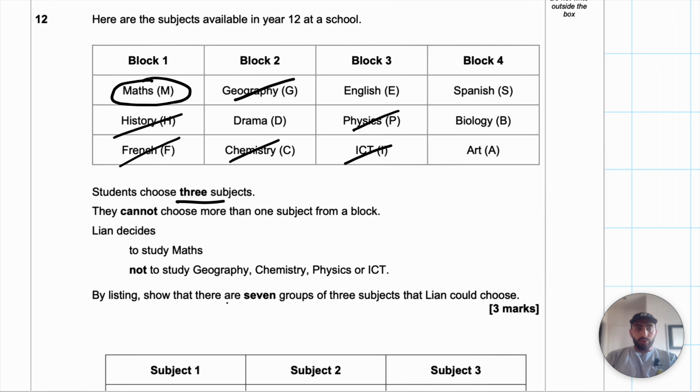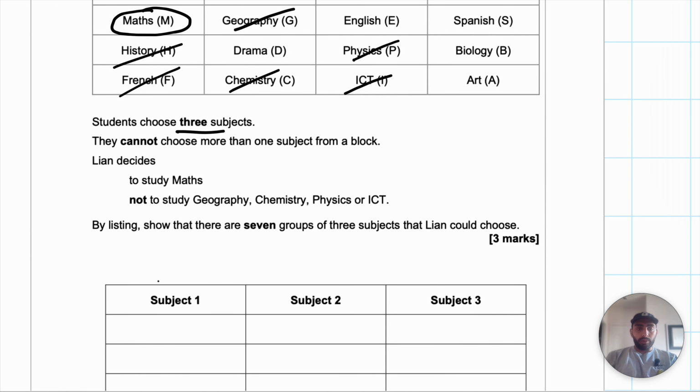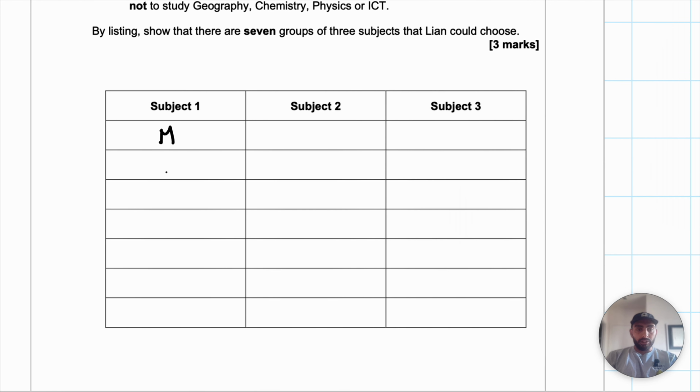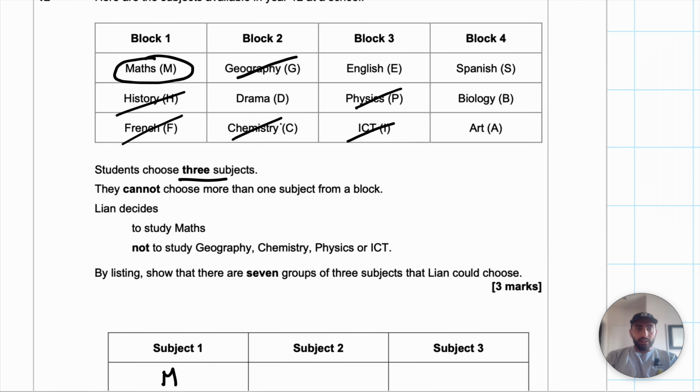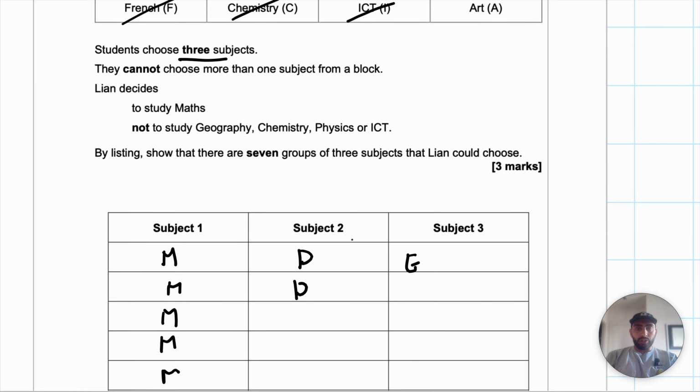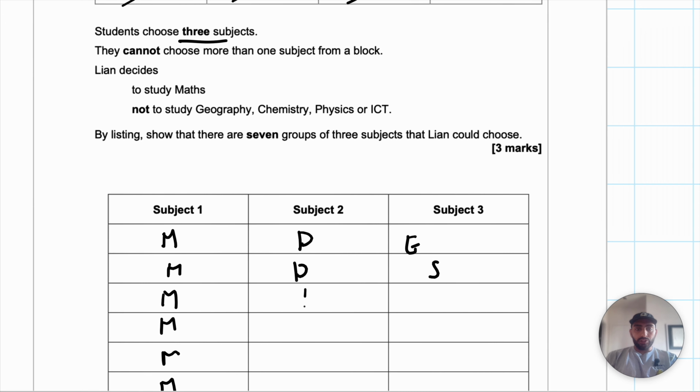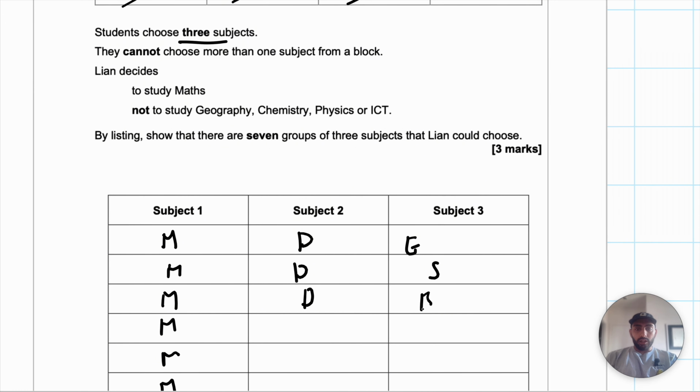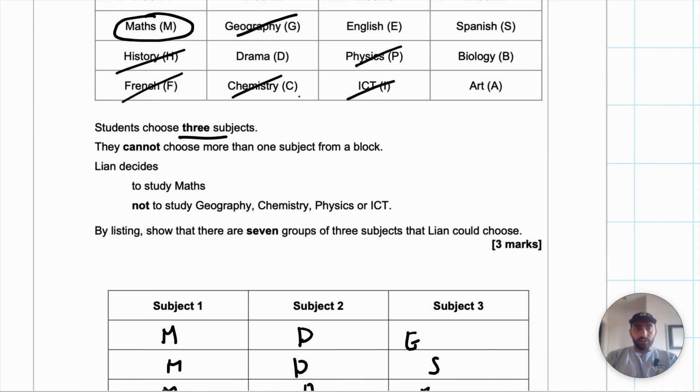By listing, show that there are 7 groups of 3 subjects that Liam could choose. So let's first do maths for all of them because we know that's a guarantee. And then he's going to have either drama or English. Let's just do drama and English together first. And then we could have drama with Spanish, drama with biology, and drama with art. So that's the drama one's done.